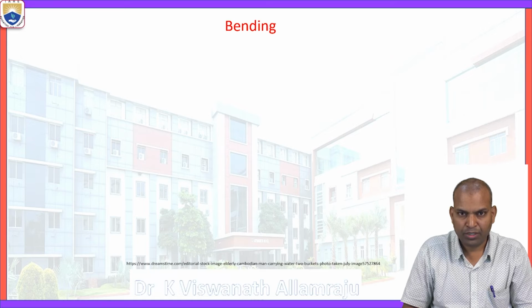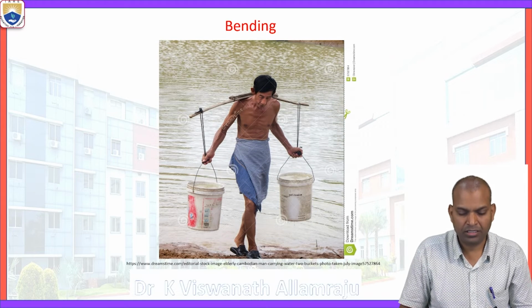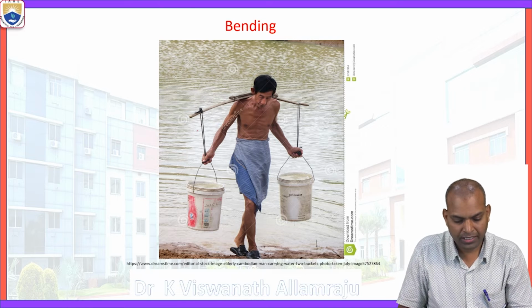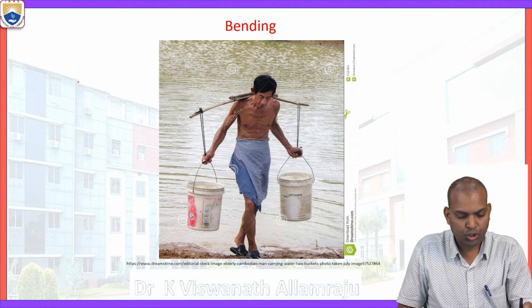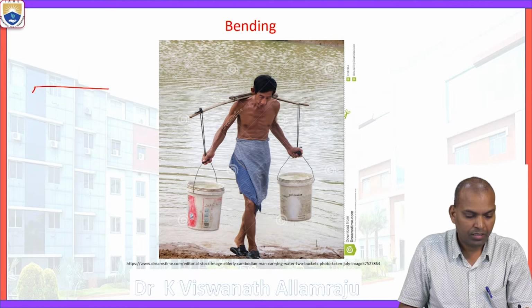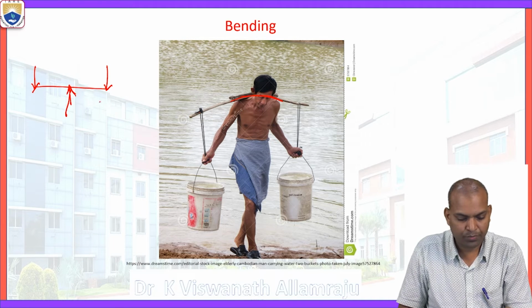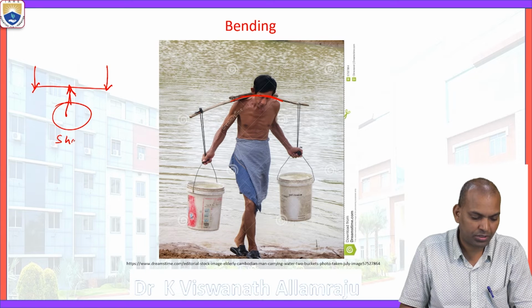What does bending in a beam mean? Suppose you see in this figure the person who is carrying water. It is a three-point bending phenomenon. Here the load is applied and it is supported by the person's shoulder. This is the shoulder portion.